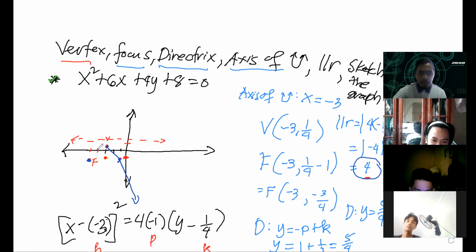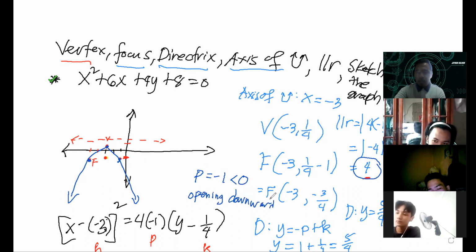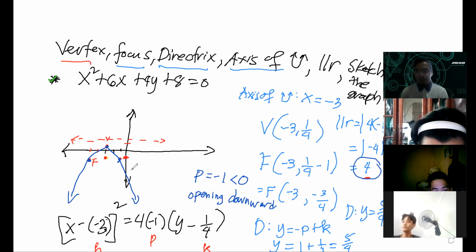Okay? That is your parabola opening down. To check whether this is really opening down, remember your p is equal to -1 and that is less than 0. It should be opening down. Okay? Clear? And it will be this parabola in blue. Question? Clarification?